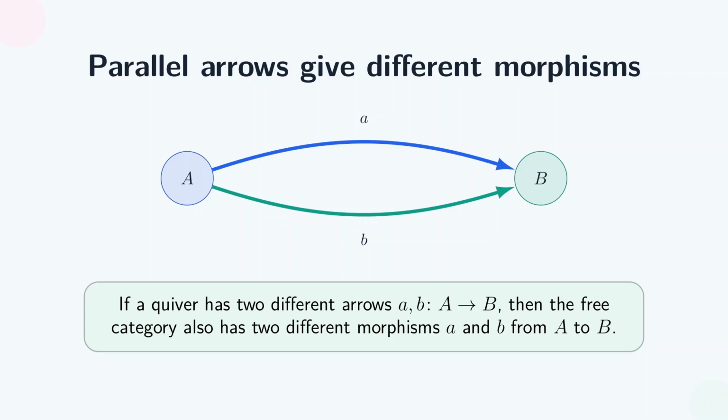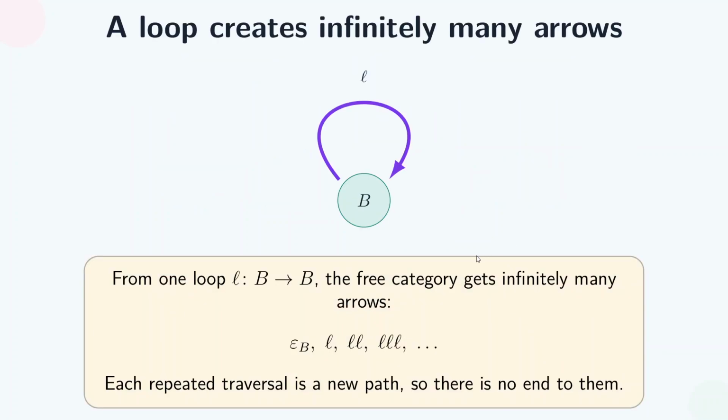Now let us look at what happens when the quiver has a loop. Suppose there is a vertex B and an arrow L from B back to B. This means we can travel around the loop once. But of course, we can also travel around it twice, or 3 times, or 4 times. And each of these is a different path. So from this one loop, the free category gets infinitely many morphisms from B to B.